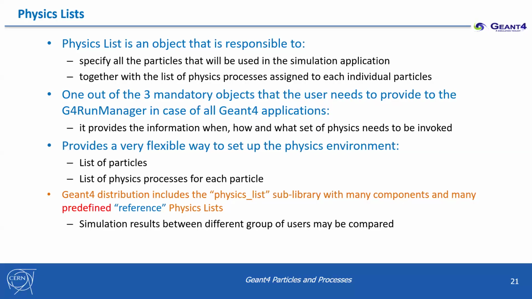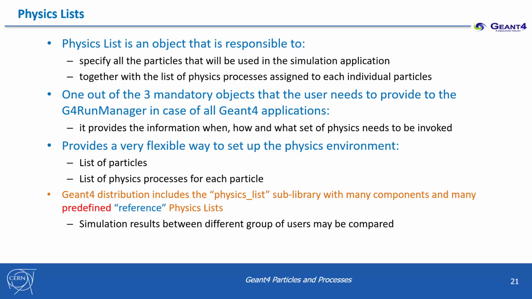Initially in G4, we assumed that each user would provide their own physics list, but very soon we understood that it is not practical. It is more practical to take a physics list from the G4 sublibrary, because in that case you may compare your results to the results of your colleagues, and physics lists are prepared and used for a long time.